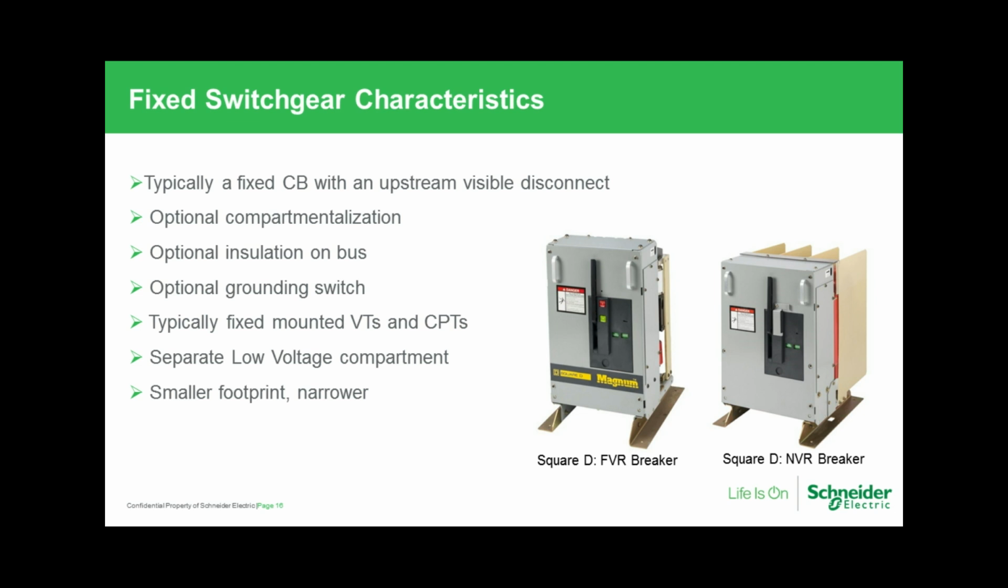So some additional characteristics of fixed switchgear. Typically, you'll see a fixed circuit breaker with an upstream visible disconnect. You will also see a visible disconnect on the actual unit. So there will be some type of window or isolation window where you can actually see a means of make and break in the switchgear. Again, you have the option to have it compartmentalized, but it's not required by the IEEE C37.20.3. You can have an optional grounding switch. Some equipment, it comes as an option. Some, it is standard. You'll have typically fixed-mounted VTs and CPTs, a separate low-voltage compartment, and a smaller footprint. That's what allows it to be narrower.